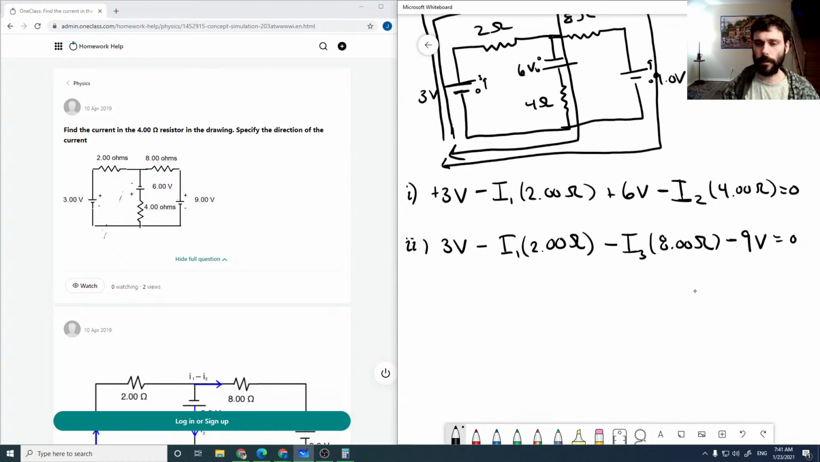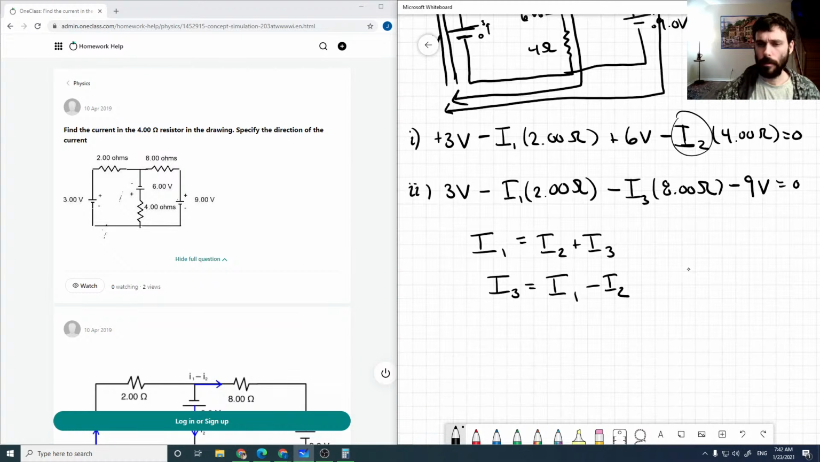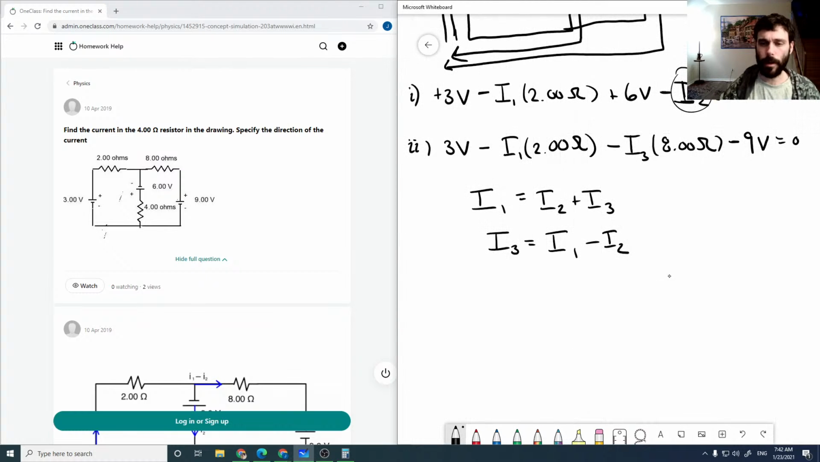Now to solve for our individual currents, we also need I1, our total current. So I1 is equal to I2 plus I3 in this case. And because we're solving for our I2, that's the one we want, we might as well express it as I3 is I1 minus I2. I'm just doing that to try to eliminate I3 as fast as possible.